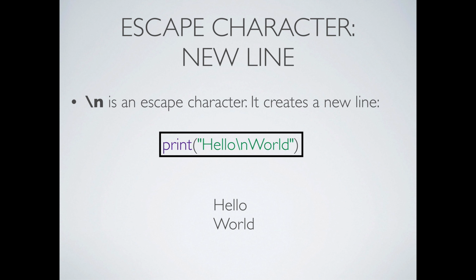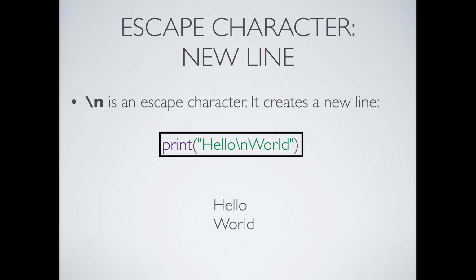So if we were to have this \n inside a string, such as this example, hello \n world, and then we printed that string, it would automatically put a new line wherever that \n character is in that string. So this special character, this \n, this is the new line character. This is how you can force new lines in places to make your output more readable.